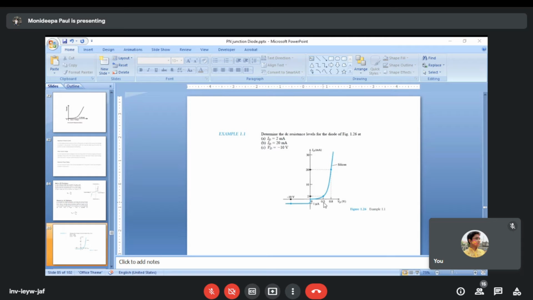So what is the resistance? This is the DC resistance. Here also determine the DC resistance. So what is the DC resistance? You write ID is equal to 2 milliampere, VD is equal to 0.5 volt. So DC resistance is equal to 0.5 divided by 2 milliampere. What is the value? Problems are very simple. 250. Yes? 250. Unit?